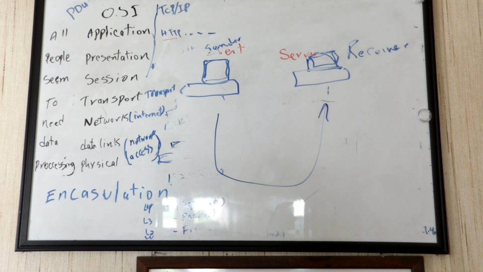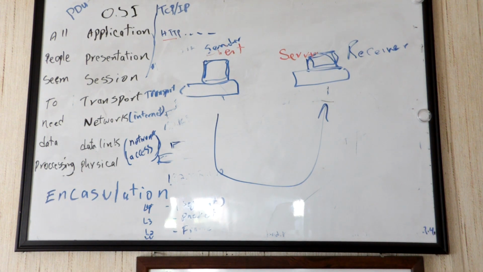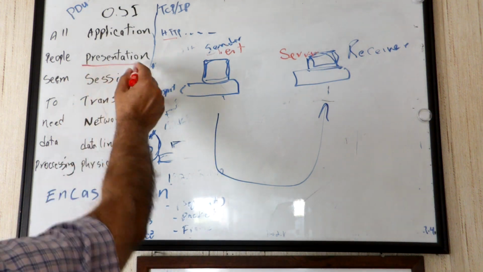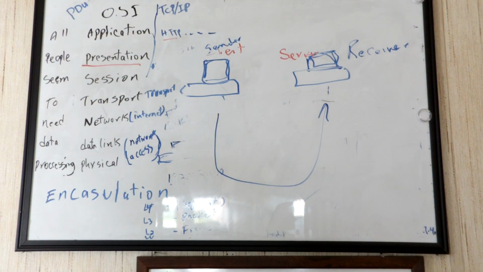Next to the application layer, we have the presentation layer. This one converts and formats the data to be presented to the application layer. In this layer, encryption and decryption, if needed, occur.